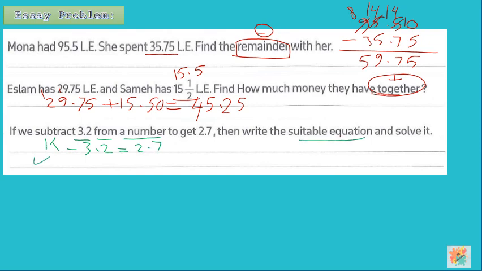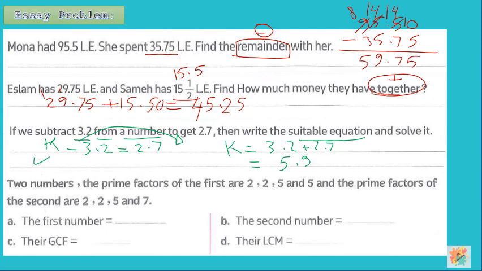I wrote the equation here. I wrote k minus 3.2. Why? Because it said subtract 3.2 from a number. So k minus 3.2 equals 2.7 and solve it. So how can we find k? This minus changes into plus. So k equals 3.2 plus 2.7. That's equal to 2 plus 7, 9, and 3 plus 2 equals 5.